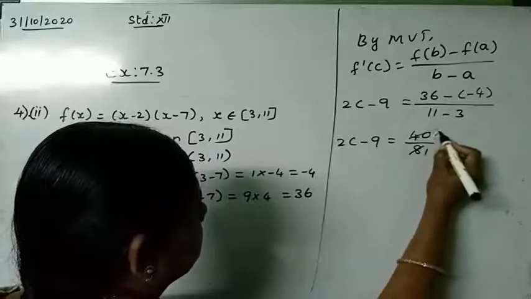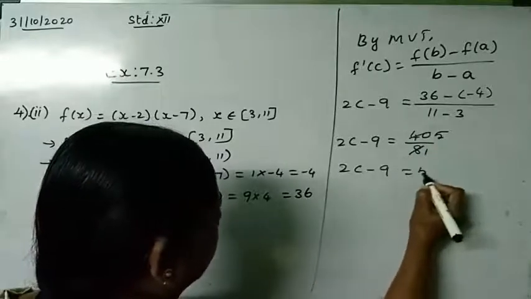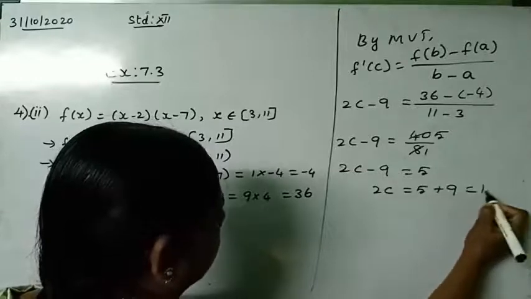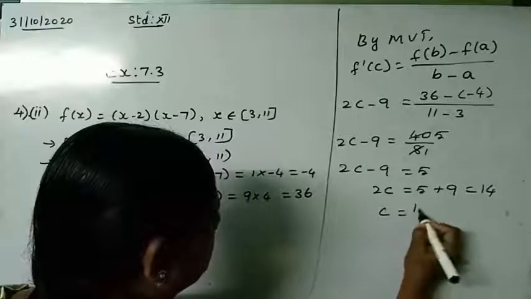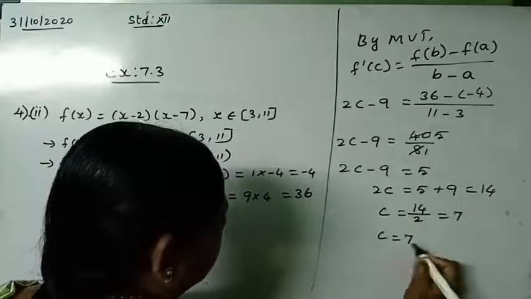Let me cancel this. This is 5 times. So 2c minus 9 equal to 5. 2c equal to 5 plus 9 equal to 14. So c equal to 14 by 2 equal to 7. So c equal to 7.